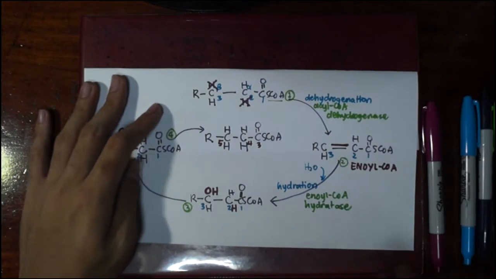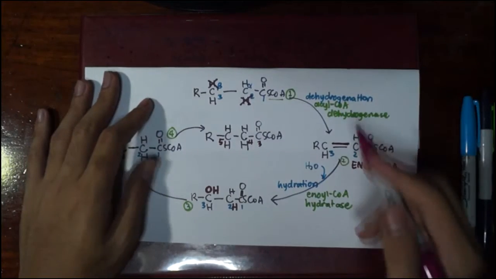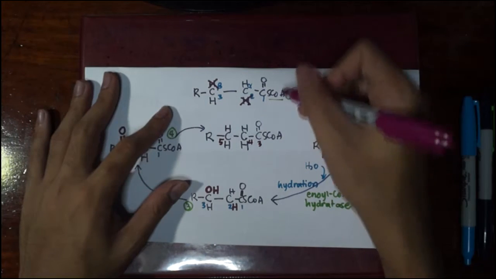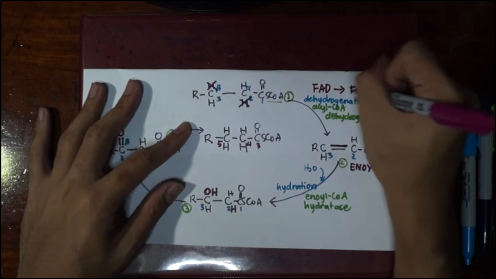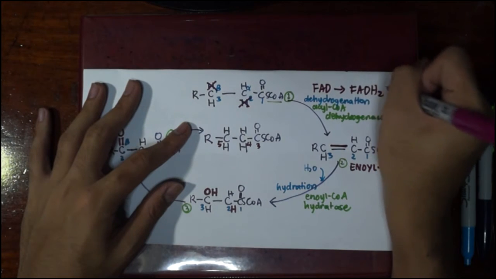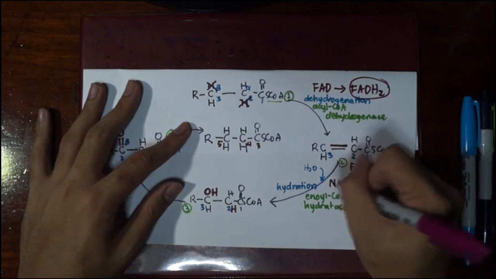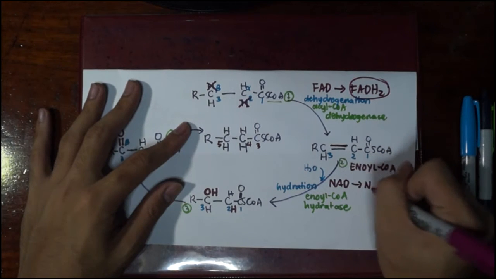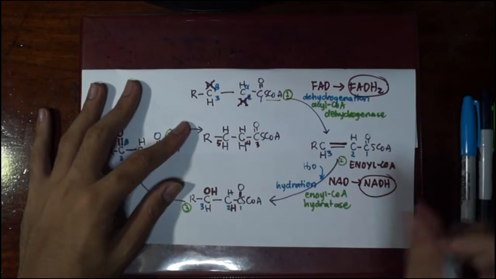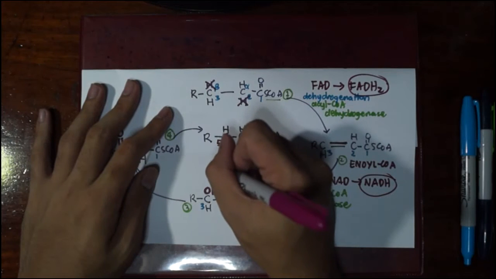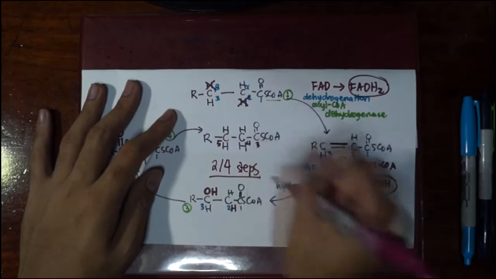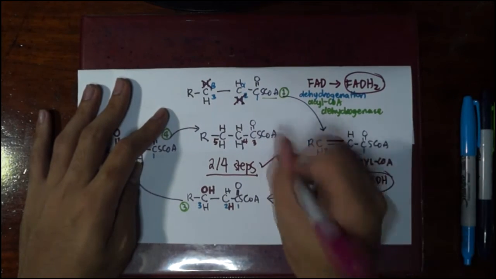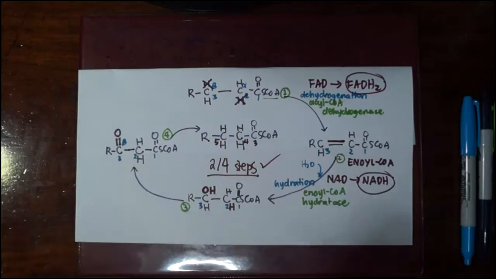Steps 1 and 2 are important because out of the 4 steps, these are the 2 energy generating portions. In step number 1, there is a production of the reduced form of FAD. And in step number 2, there is production of the reduced form of NAD. Those are the only energy generating phases. So 2 out of 4 steps are energy generating. Okay, now, we're not yet done. We have 2 more steps, so let's finish it.